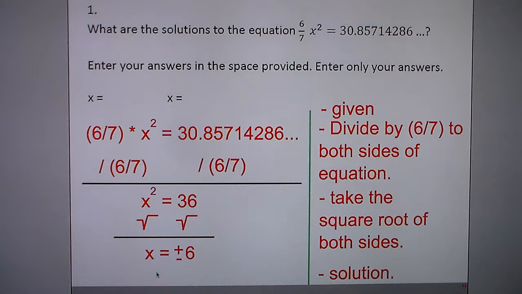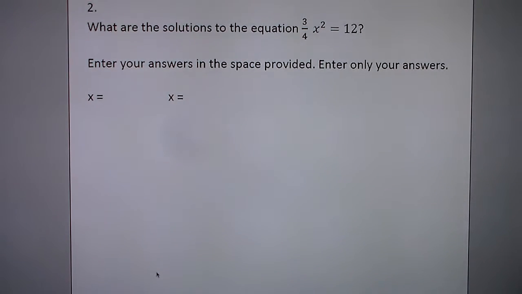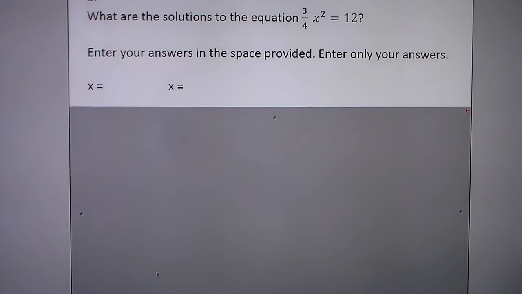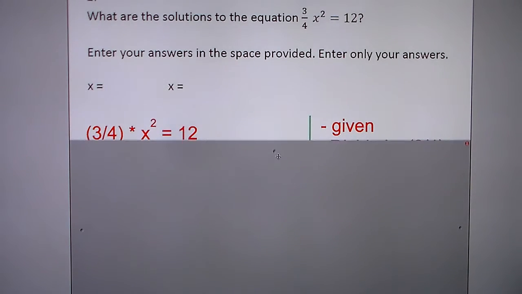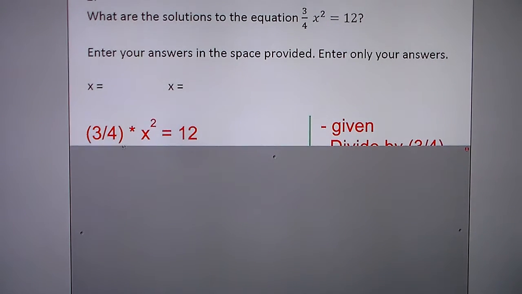Alright, next is problem number 2. What are the solutions to the equation 3/4 times x squared equals 12? You're going to enter your answers in the space provided, and enter only your answers. So we have x equals and x equals. The first step is to write down what you're given: 3/4 times x squared equals 12.